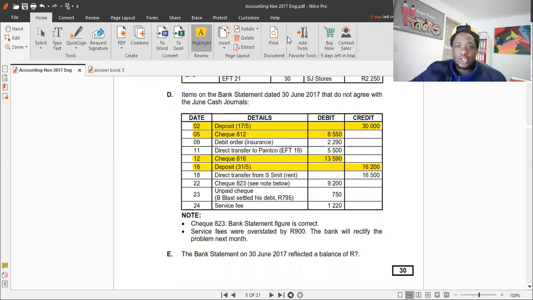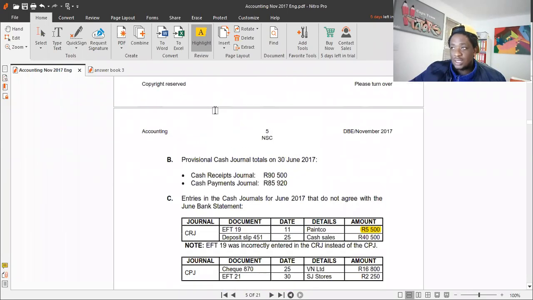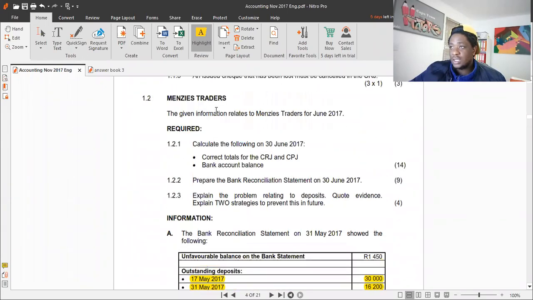We are continuing with the November 2017 question paper, doing question one. We've already answered some of the questions here. So we've answered calculating the correct totals for CRJ and CPJ. And then what we need to do after this is to calculate the bank account balance. And then after calculating the bank balance, we'll do the bank reconciliation statement. And after that, we'll answer the internal control related questions. All right, let us go.